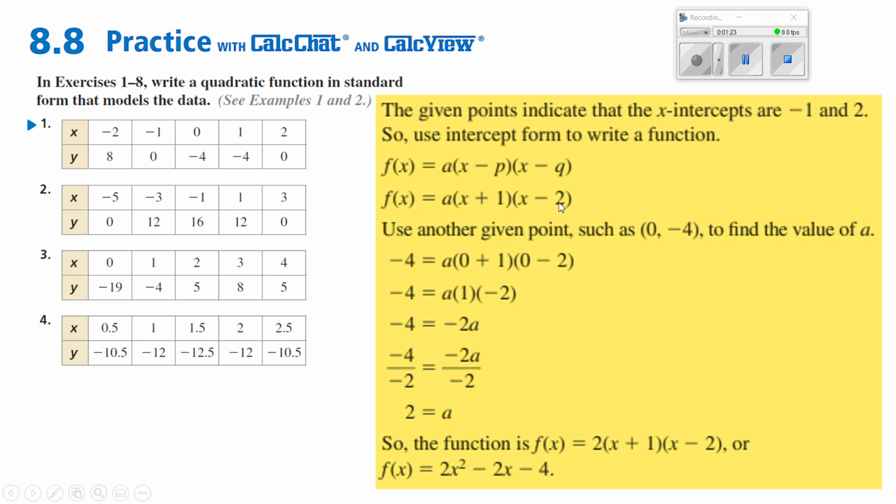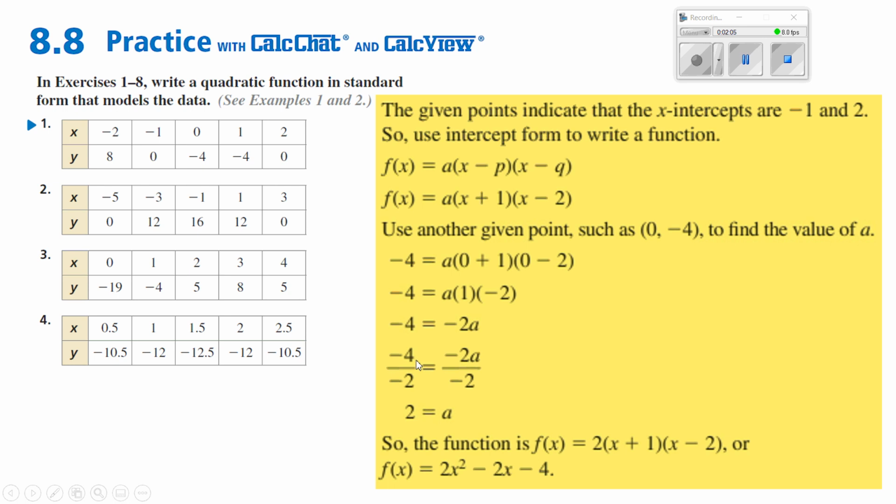Now that I've done this, I need to go ahead and find a point that I can use for x. What I'm going to use is where x is 0, okay, and y is -4. So this means I'm going to replace x with 0, and replace f of x, which is y, with -4, and that's what they've done over here. So now I've got, well, 0 plus 1 is 1, 0 minus 2 is -2, 1 times -2 is -2, and -2 times a is -2a. Now I'm going to go ahead and divide -2 away from -2a.